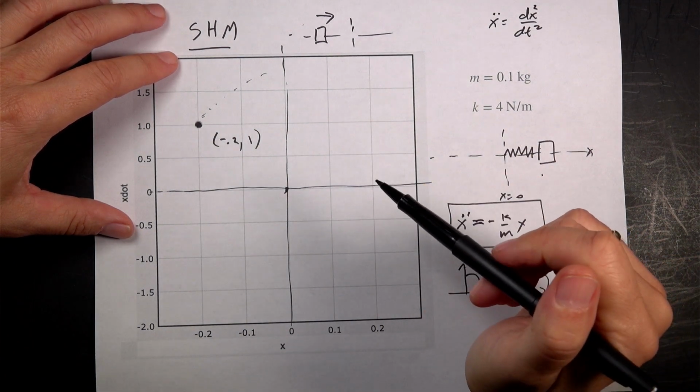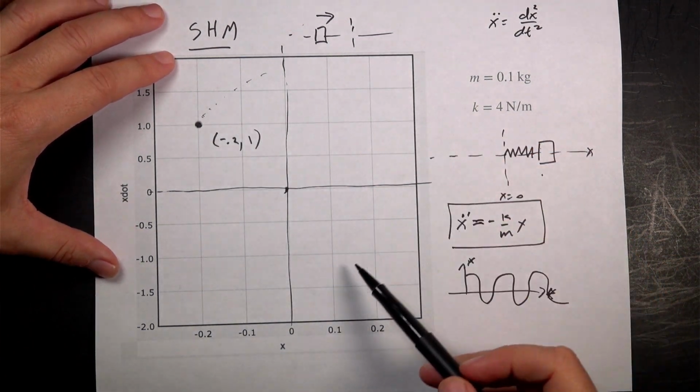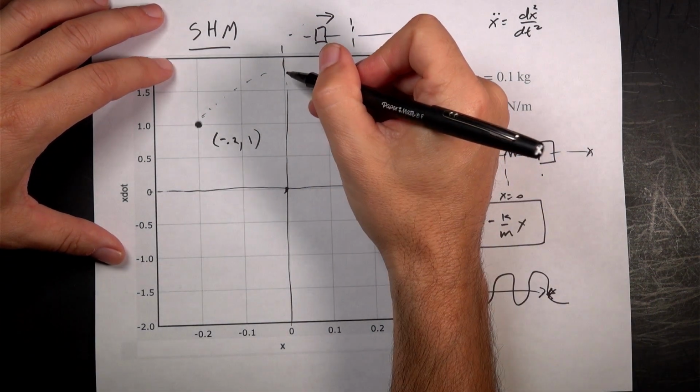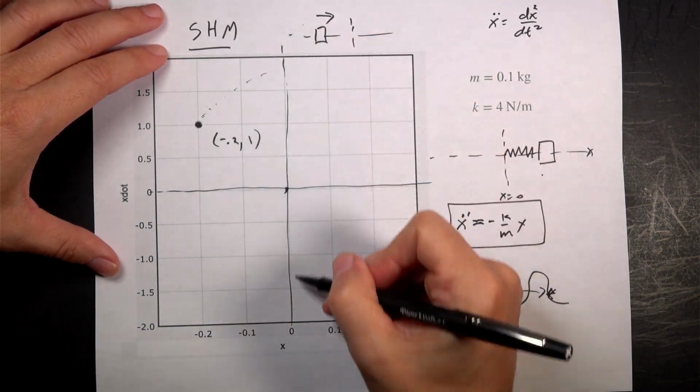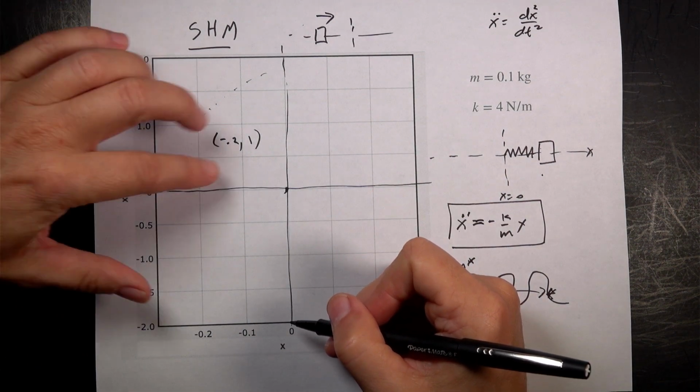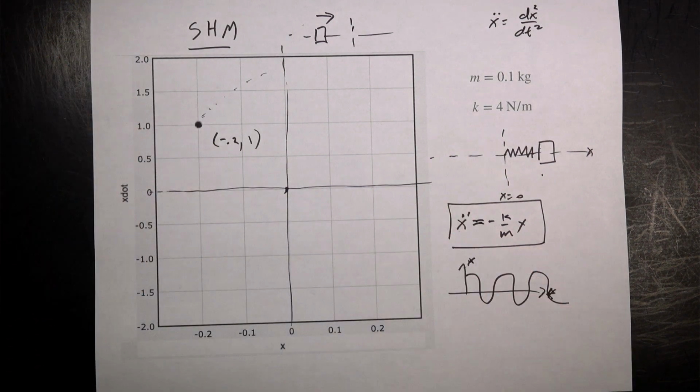But I want to find out exactly what it's going to do. It's going to make some elliptical path, but I want to actually sketch it out. I want to find where it's going to cross this axis and where it's going to cross this axis. And then I can sketch it out.